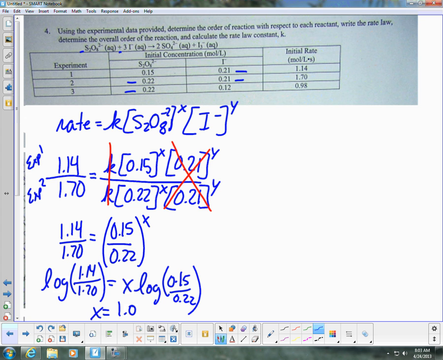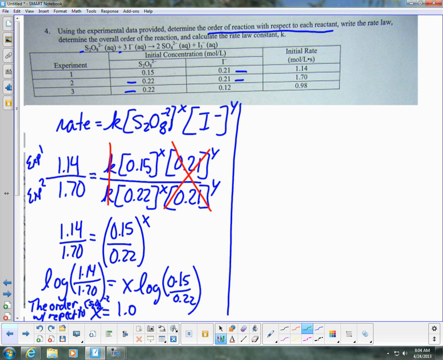All right. So let's do the other one. We're going to do the other side now, and I'm just going to put a line here so I keep track of which one's which. This is the order with respect to the S2O8 2 minus. Okay? So that's the order with respect to that, because they're asking us the order with respect to each reactant. So for that one, it's 1. Now we're going to do the other one over here.